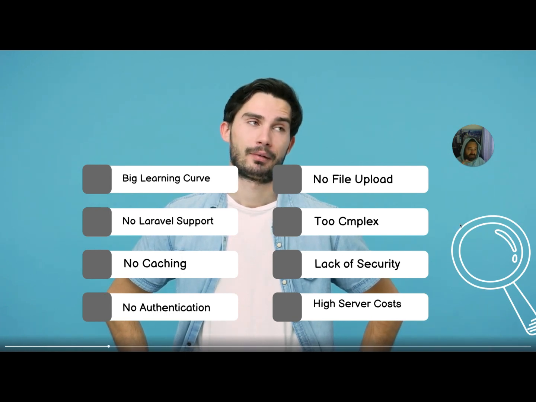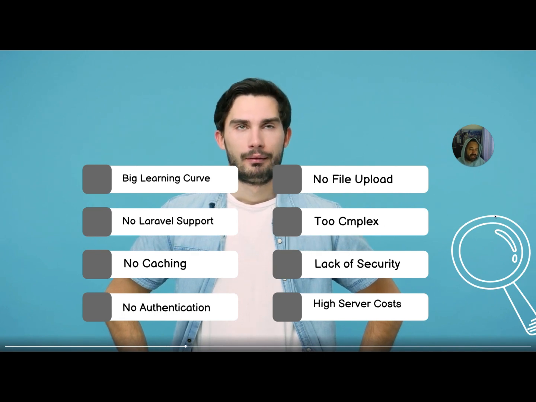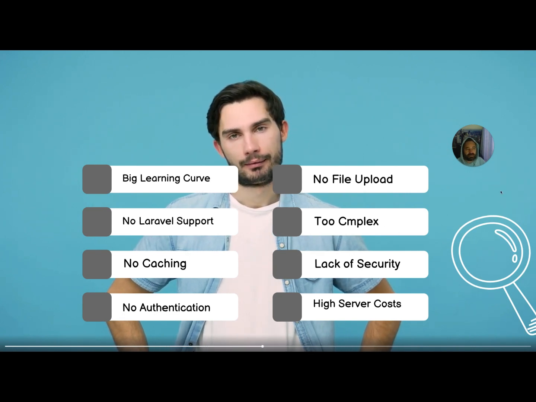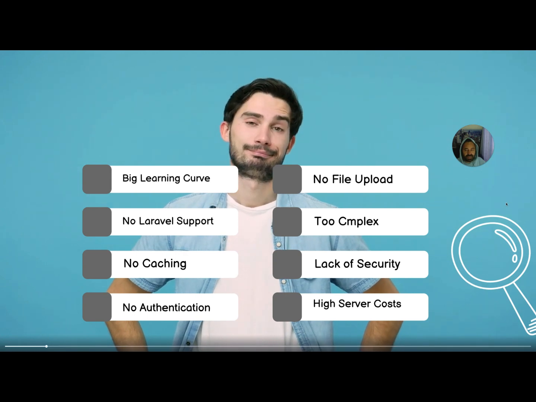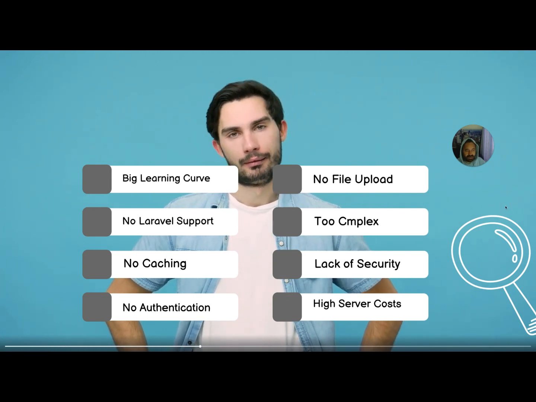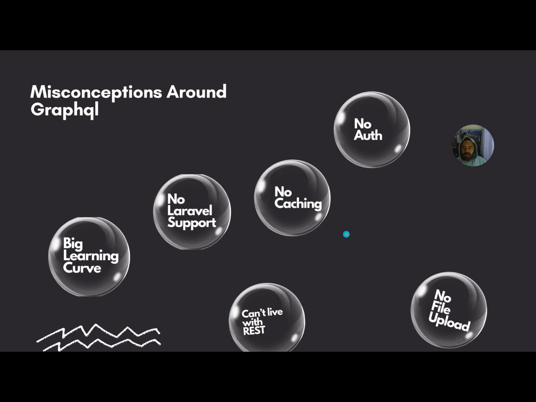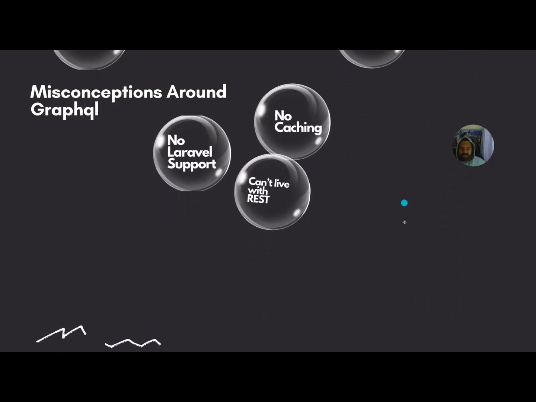High server costs, that's also BS, because with Laravel's large ecosystem, you can use Forge and pair it with, for example, Linode or DigitalOcean or anything, and you can easily deploy your API, and it works like a charm. I've already done that, so it shouldn't be a problem. I'm sure a lot of other people have as well.